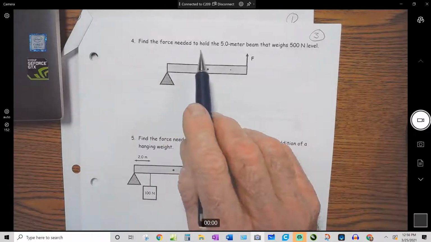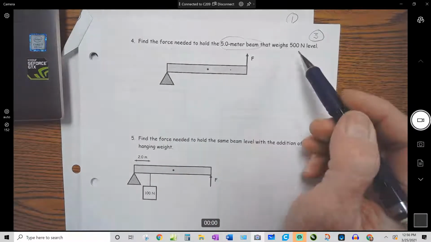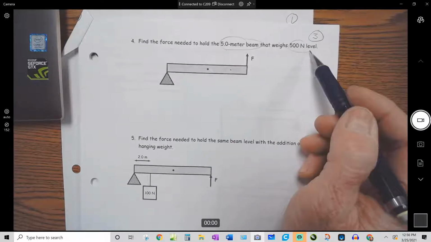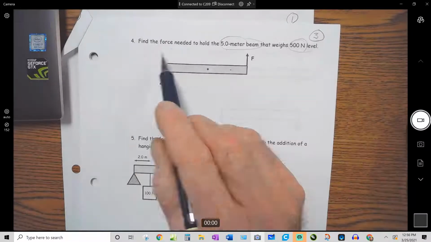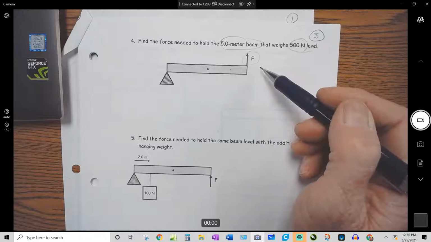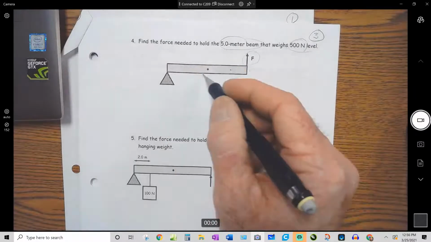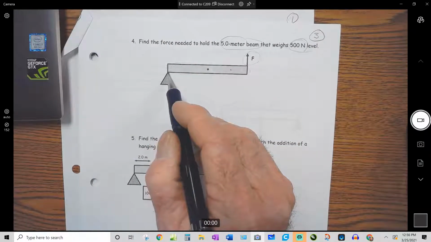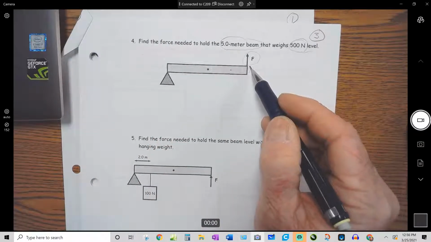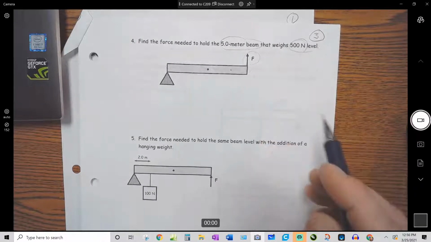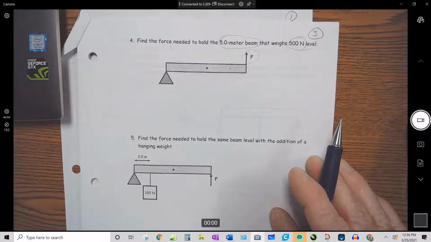So if you've got a 5 meter beam that weighs 500 newtons, and we're trying to hold it level by applying a force here, what does the force need to be? So this is a 500 Newton beam, and it's supported on this end. How much force do you think you have to apply right there to hold it up? Anybody want to guess? 2500. What's that? 2500? Any other guesses?